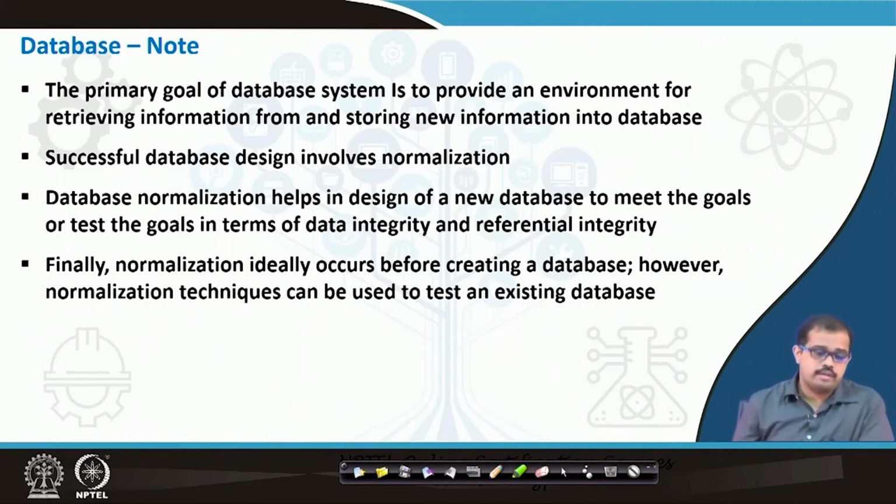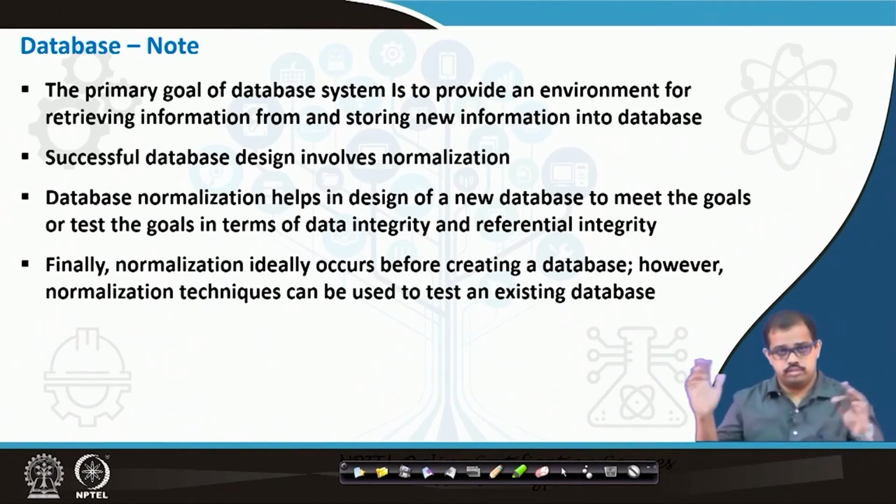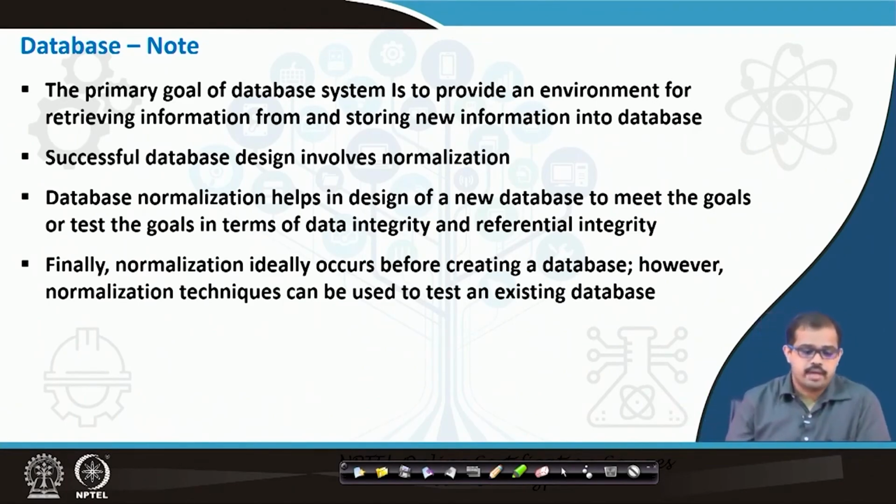On a note, when we look at databases, to pull it all together, the primary goal of a database system is to provide an environment for retrieving information from and storing new information in the database. Successful database design involves normalization basically. So we will also look at the different types of normalization.